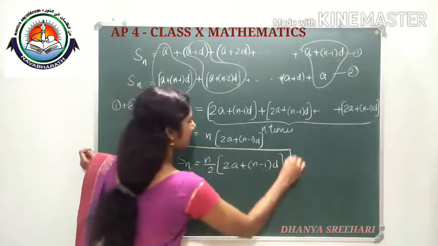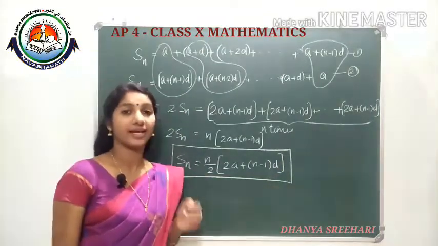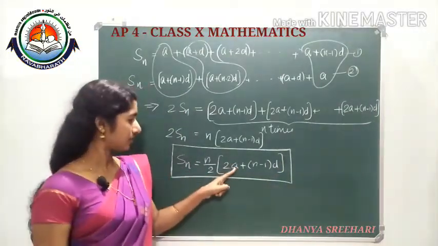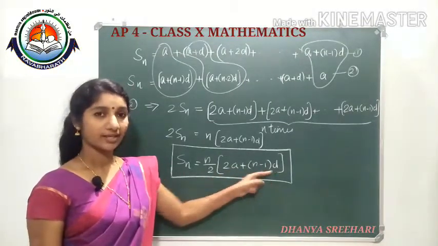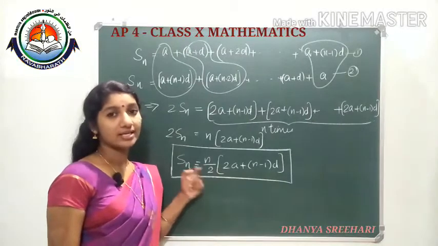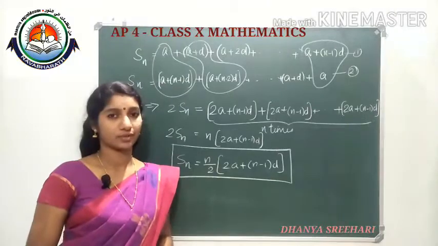So this is the sum of the first n terms of an arithmetic progression with first term a and common difference d. This is the equation for finding Sn. Sn means the sum of the first n terms of an arithmetic progression. Clear?